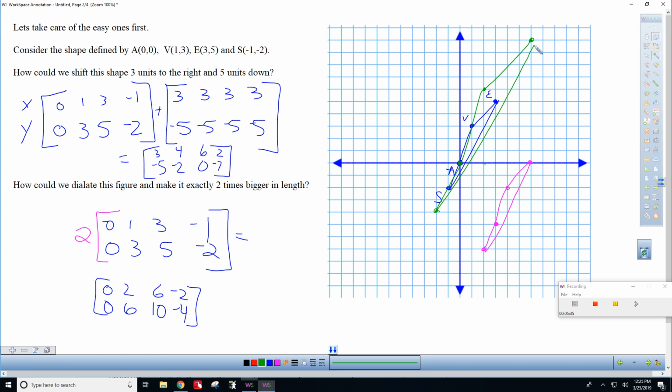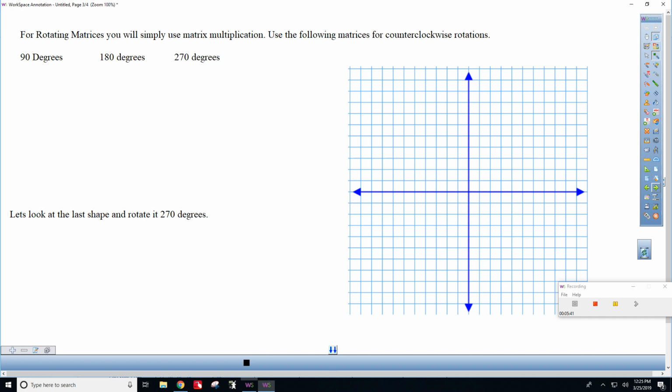And notice you get one that's twice as big as the original. Okay? Alright. So now, these are the more tricky ones, because you actually have to do matrix, not scalar multiplication, but matrix multiplication. So if you want to rotate it 90 degrees counterclockwise, all of these are counterclockwise, you're going to multiply it by the matrix 0, 1, negative 1, 0.